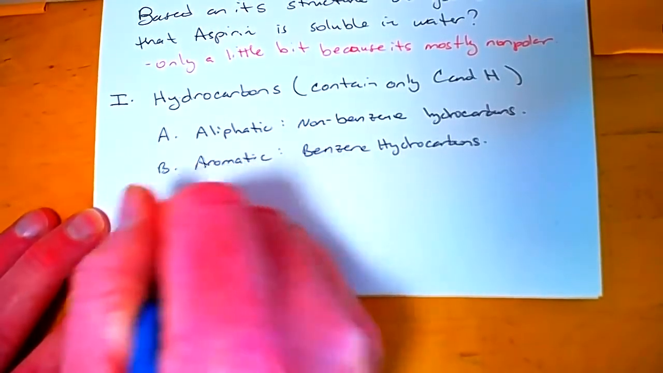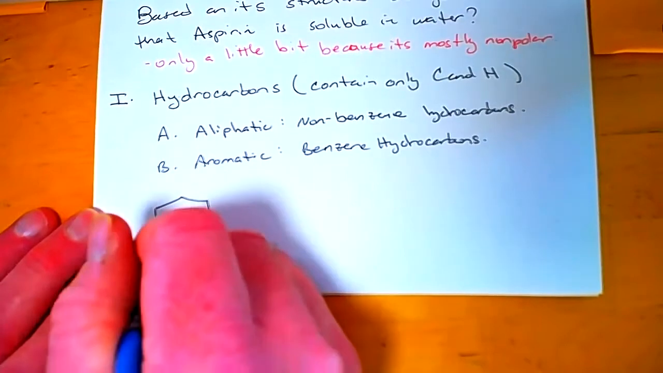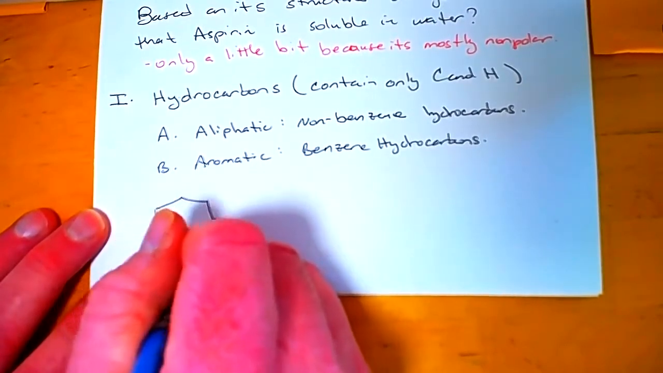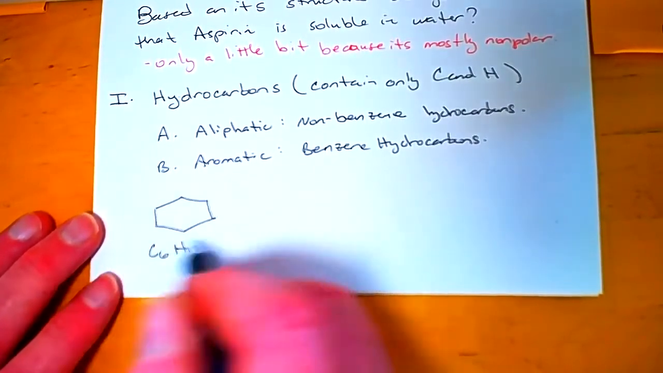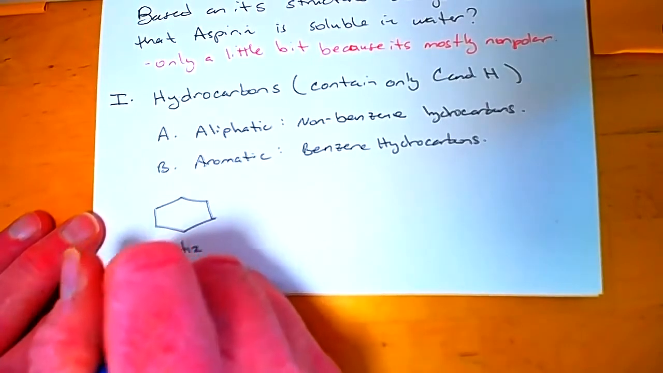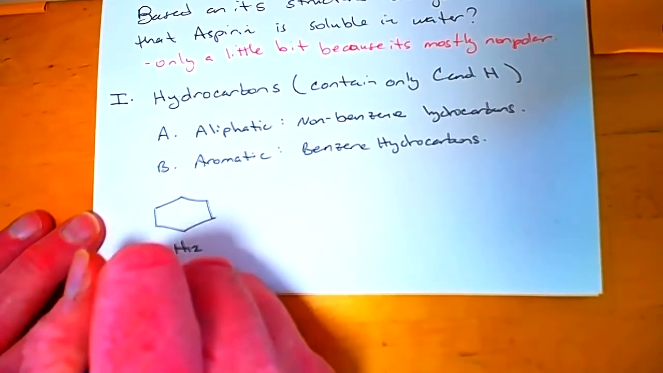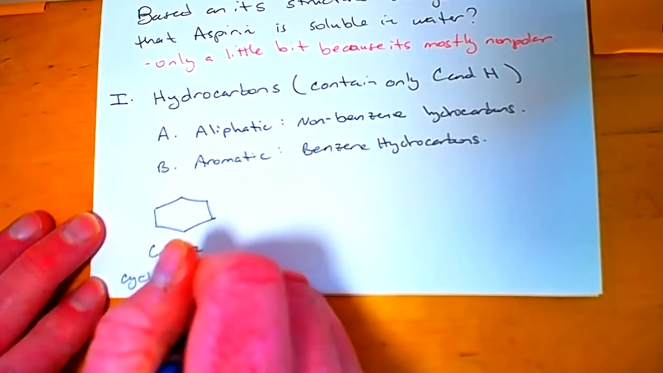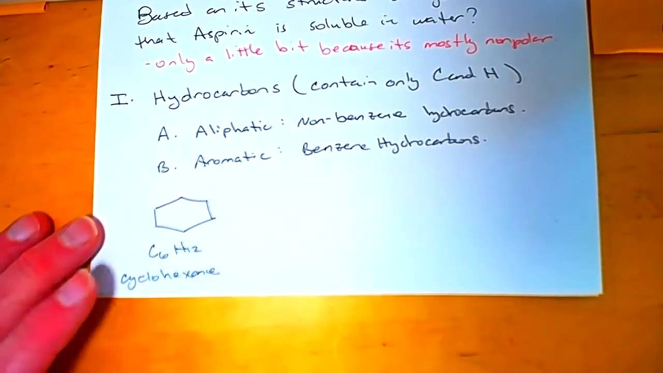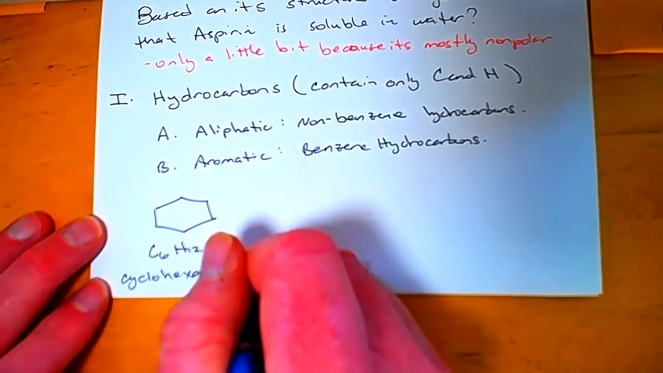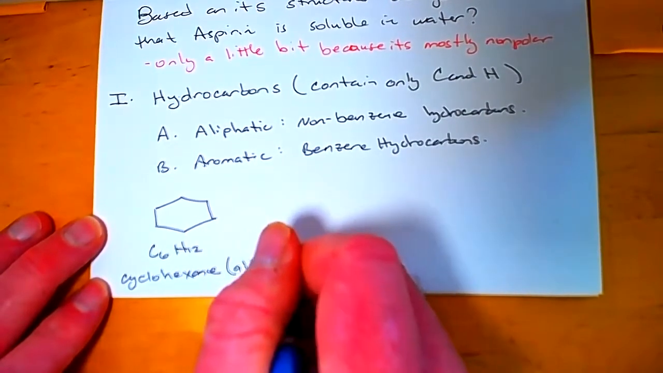So for instance, if we look at this compound, this is C6H12, so there's 6 carbons and 12 hydrogens here. The name of this molecule is cyclohexane. Hex is 6 carbons, and it's a cyclic structure. And this is something that is aliphatic, okay?